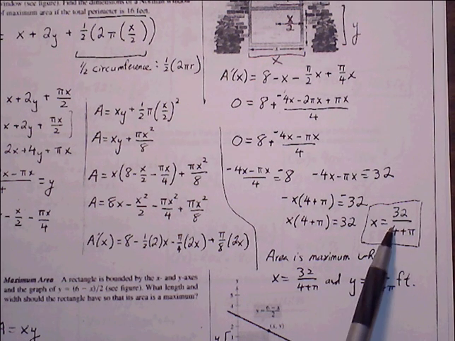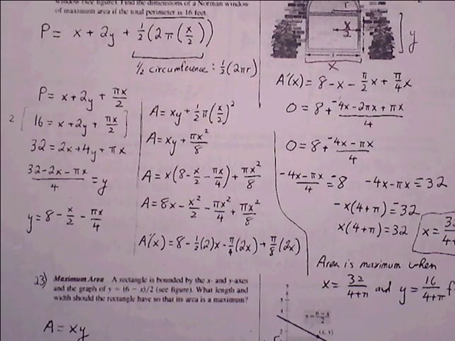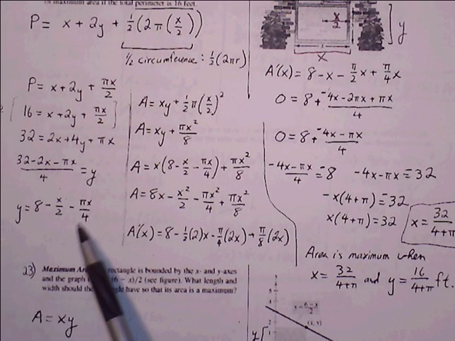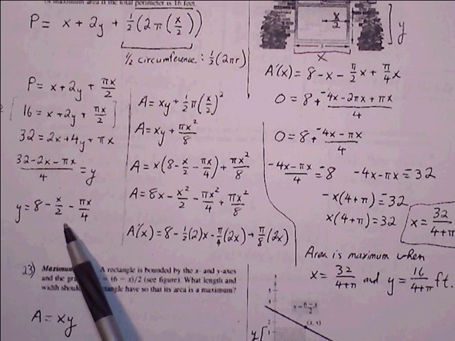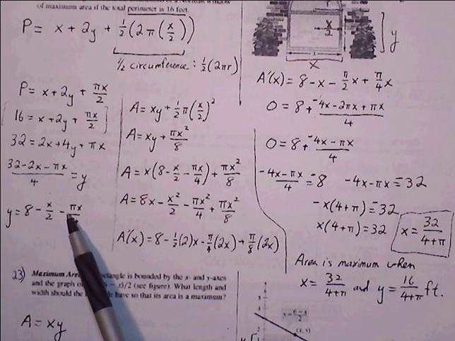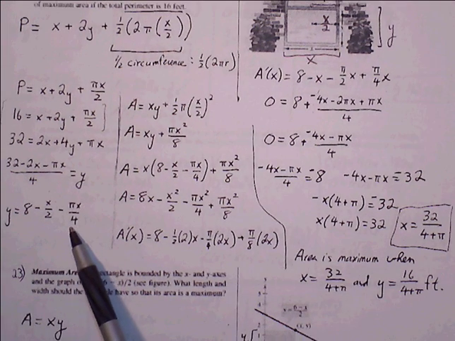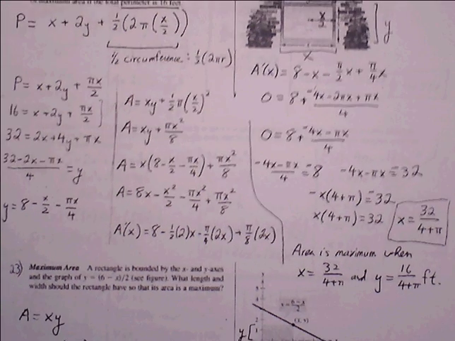And y is equal to... to find the y, I can plug this x back into an equation that will allow me to solve for y, so I can plug it back into this equation here. So 8 minus 32 over 4 plus pi minus pi times 32 over 4 plus pi, all over pi. Clean all this up, and y is equal to 16 over 4 plus pi.